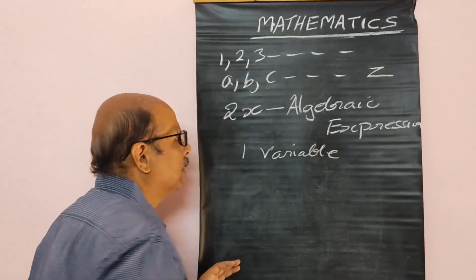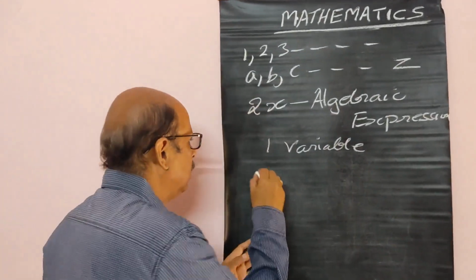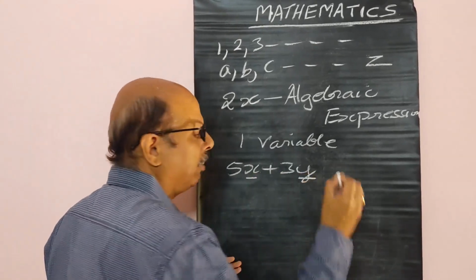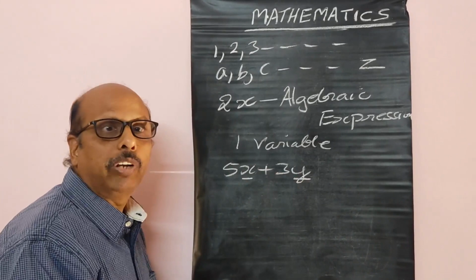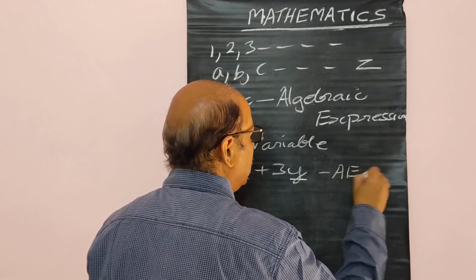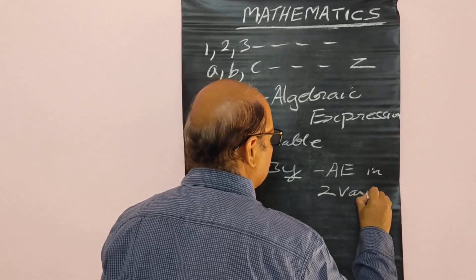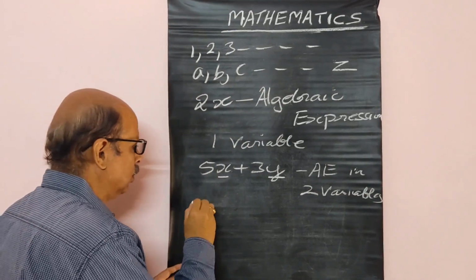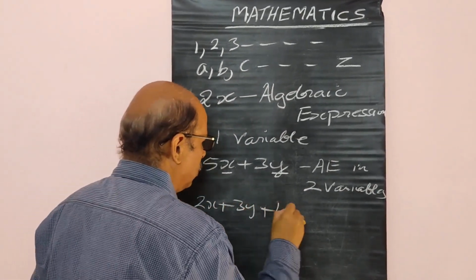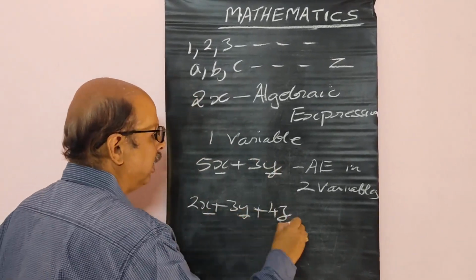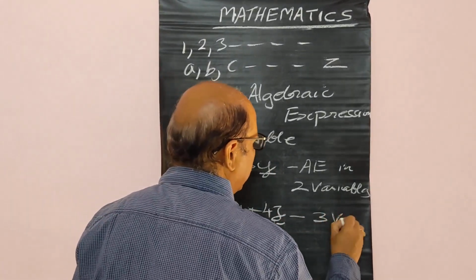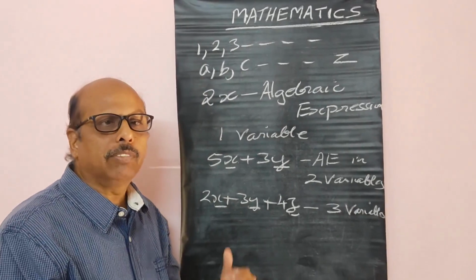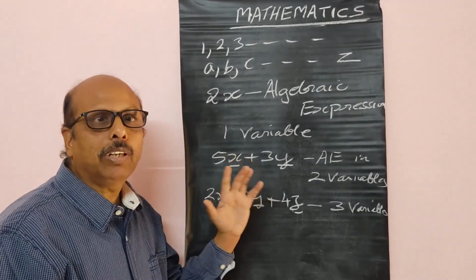We do have expressions with more than one letter. Suppose I write 5x plus 3y. Here I am using the variable x, I have also used the variable y. It is an algebraic expression in two variables. We can also use three letters. So 2x plus 3y plus 4z. Here there are three variables. It's an algebraic expression in three variables. So it's not confined to only one variable. You can use two variables, three variables also, but they all are algebraic expressions.